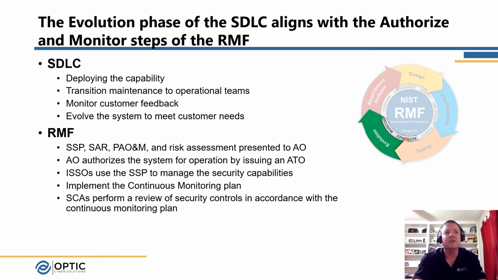If the ATO is granted, the ISO will continue to work with the team as the system is operated to maintain the SSP as updates are required as new security capabilities are implemented or adjusted to meet changes in technology or the system's design. At the same time, we'll implement our continuous monitoring plan so that we're continually assessing the security controls to make sure that they remain effective and within the risk tolerance levels set by the authorizing official. And then, of course, we'll continually do that security control assessment, evaluating those security controls.